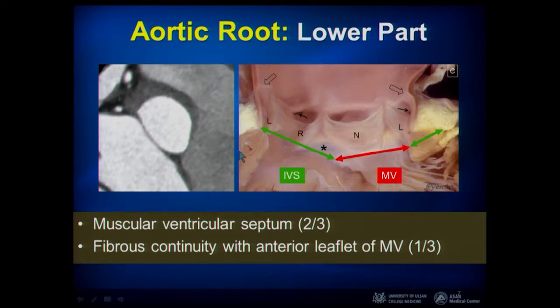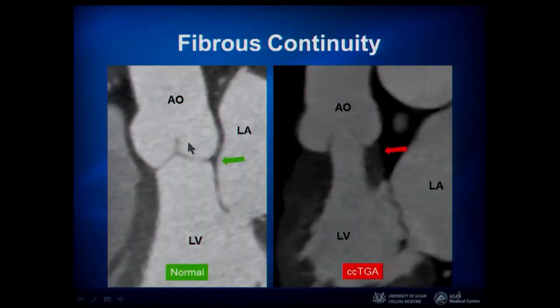Approximately 2/3 of the circumference of the lower part of the aortic root is connected to the muscular ventricular septum, this green line, and the remaining 1/3 is connected with fibrous continuity with the aortic leaflet and the anterior leaflet of the mitral valve. If you compare these two images, we can easily notice the normal fibrous continuity between aortic valve and mitral valve. Take a look at this muscular outlet in the LVOT in a patient with congenitally corrected TGA. This muscular outlet is an anatomical feature of the morphological right ventricle.